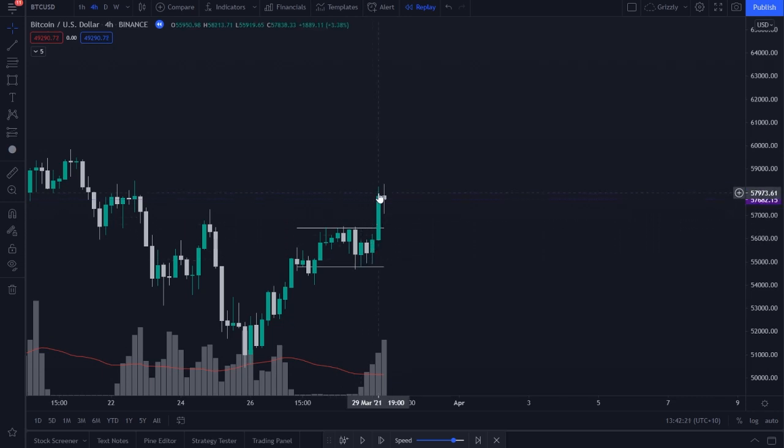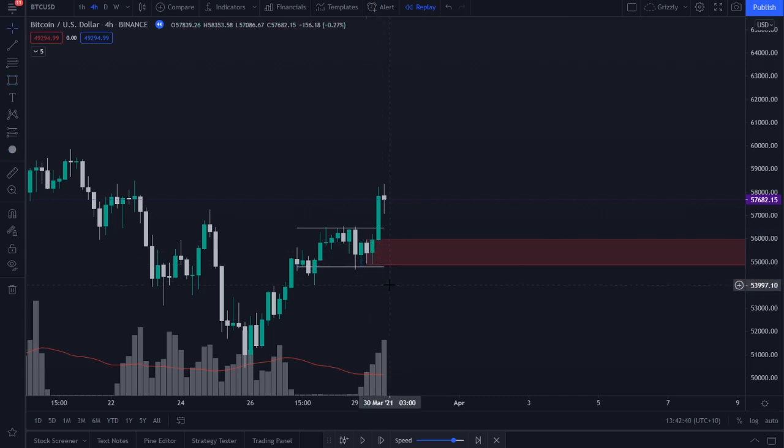Now, we also saw an impulsive move after we had that increase in volume to really push us out of this range. So what I like to do now is come over to our rectangle tool, and I would select this last candle here before the breakout. So I'll just extend this up to about here.